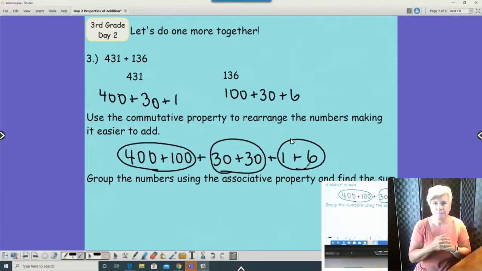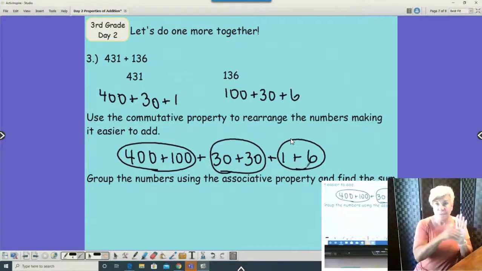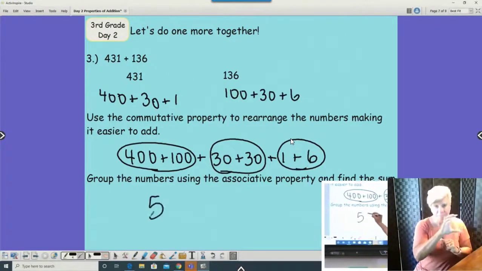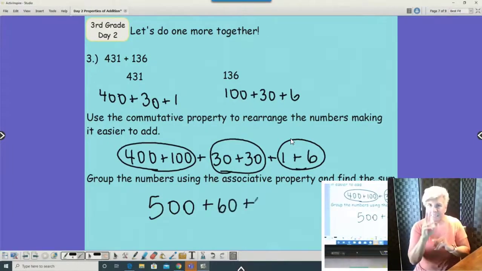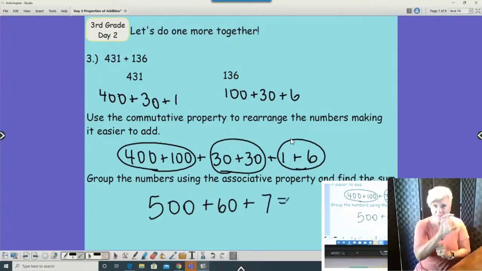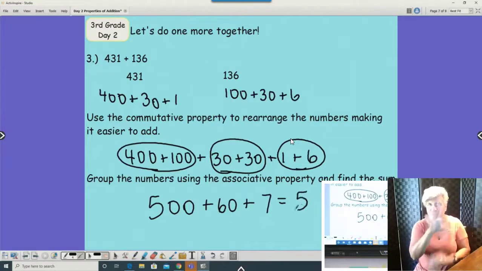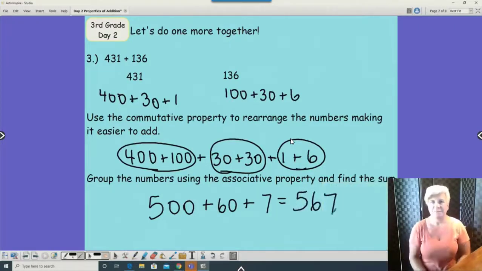Okay, here we go. 400 plus 100. Beautiful, 500. 30 plus 30. Yep, 60. And 1 plus 6. Perfect, 7. Okay, let's squish it all back together. 500 plus 60 plus 7 gives us 567. How'd you do? Great.